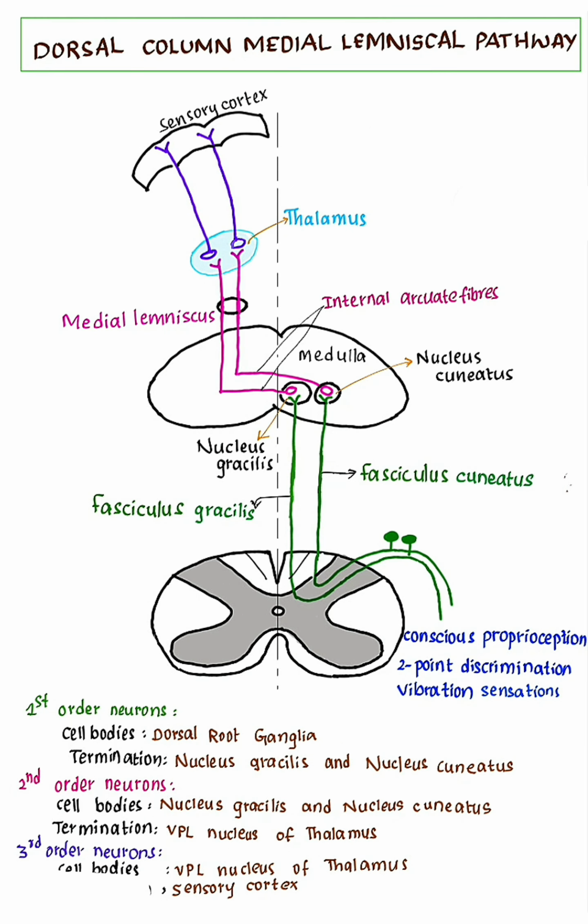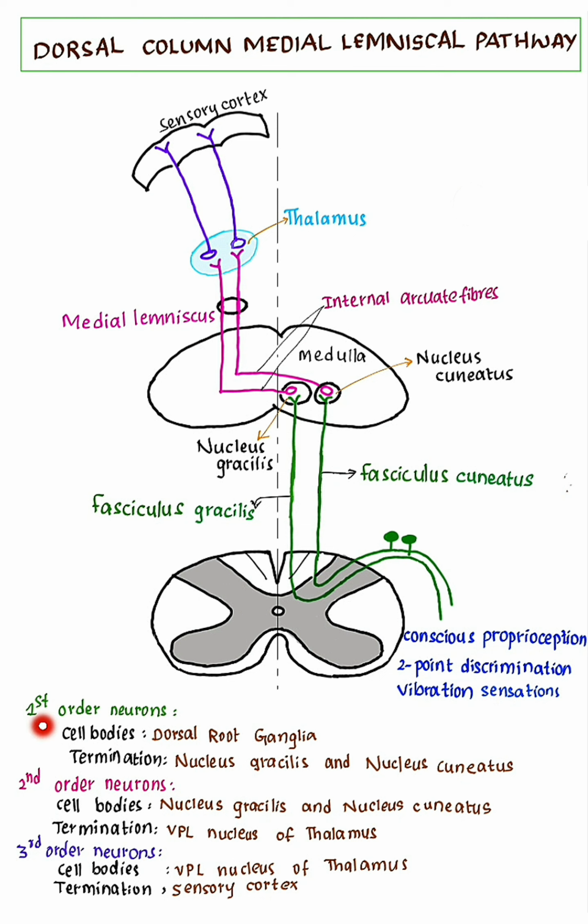Let us now see about dorsal column medial lemniscal pathway. This pathway carries the sensations from opposite half of the body. Hence, the fibers have to cross the midline. This crossing over occurs at the level of the medulla, and it is the second order neurons that cross the midline. They carry the sensations of conscious proprioception, two-point discrimination, vibration sensations from opposite half of the body.